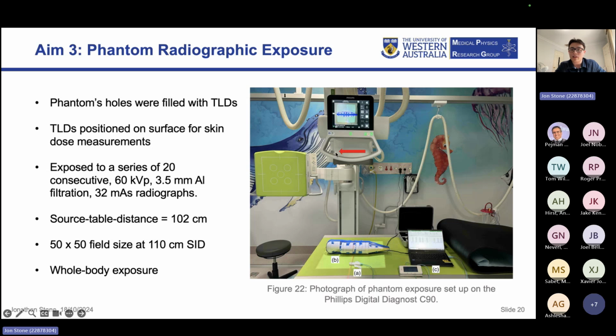And then this red arrow here indicates the cathode to anode direction. So it's pretty important to know for later, but the anode was on the left side, on the head side. So we exposed the phantom with a source to table distance of 102 centimeters and a 50 by 50 field size at 110 centimeter SID, which was almost equivalent to a whole body exposure. You can see that the legs are slightly cut off.